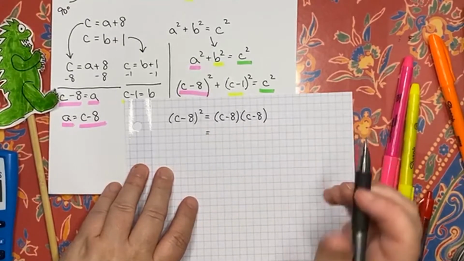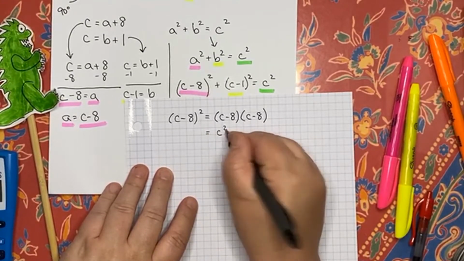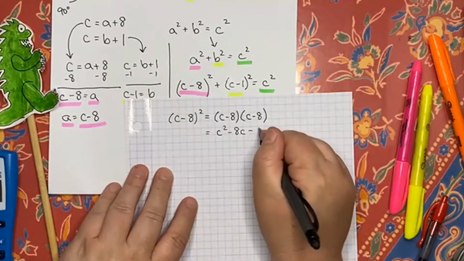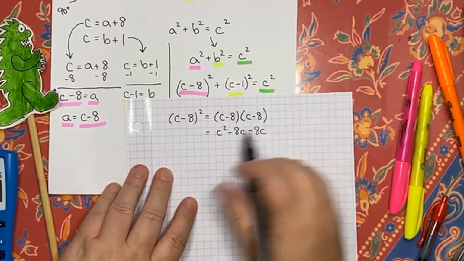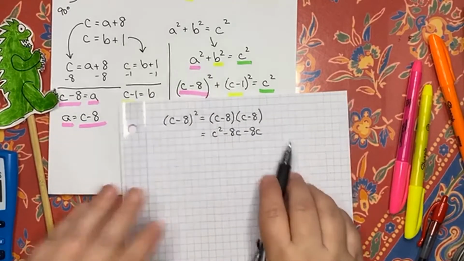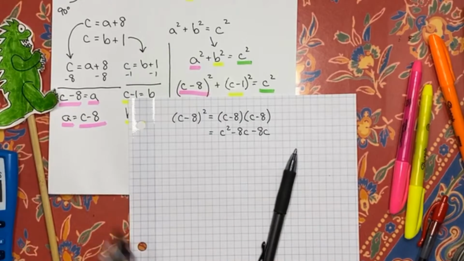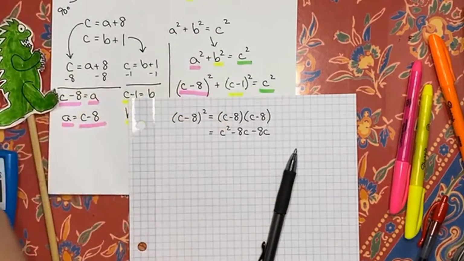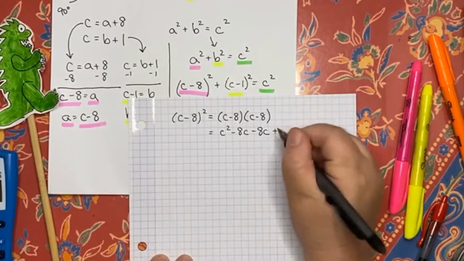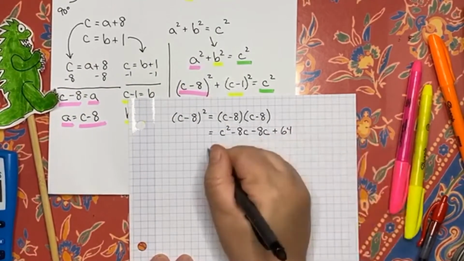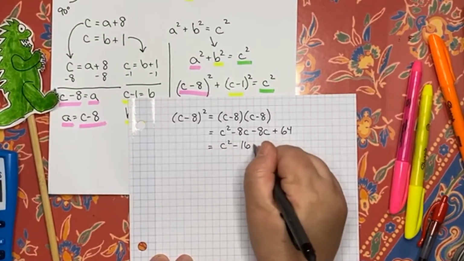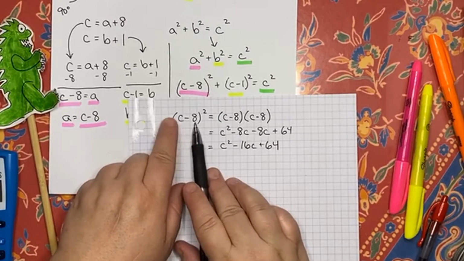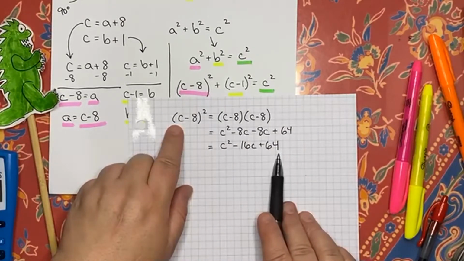If you're using FOIL, you've got first, c times c, so c squared, outer minus 8c, inner minus 8c, last, negative 8 times negative 8. Two minuses come together to make a plus. So I've got positive 8 times 8 is 64. So that gives me c squared minus 16c plus 64. Now, those of you who are using the perfect square formula, you went right from here down to here.